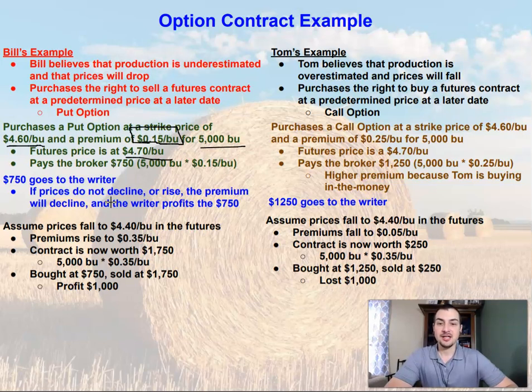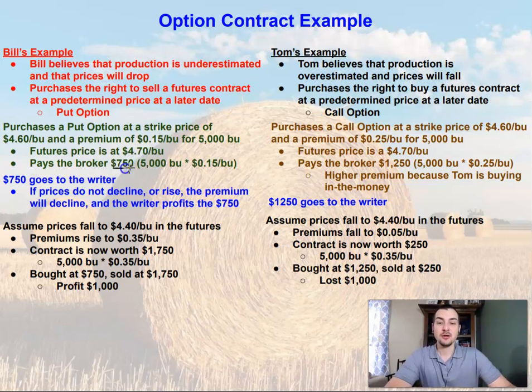He's engaging in a put option, which gives him the right to sell. If he engaged in that contract right now, he could sell at $4.60, but he'd buy it back at $4.70. He sold low, bought high. He is currently out of the money in this particular example. So the futures price is $4.70, and he's out of the money.